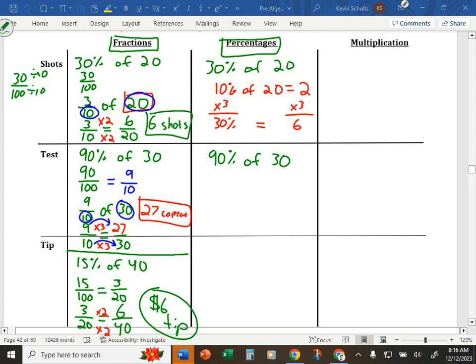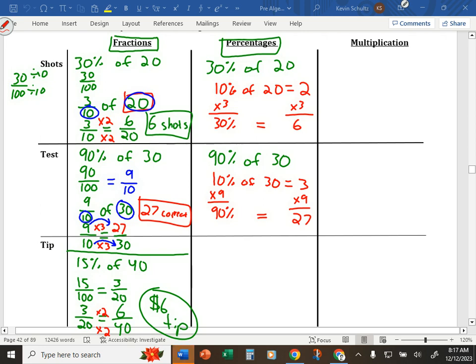That's the original. 90% of 30. We want to break this down into what is 10% of 30. What goes into 30 10 times? 3. Right? It's 3. So if 10% is 3, how many 10% do we need to get up to 90%? 9 of them. 10% times 9 is 90%, which means that 3 times 9 is going to be 27. 90% equals 27, the same 27 we got using the fraction method.